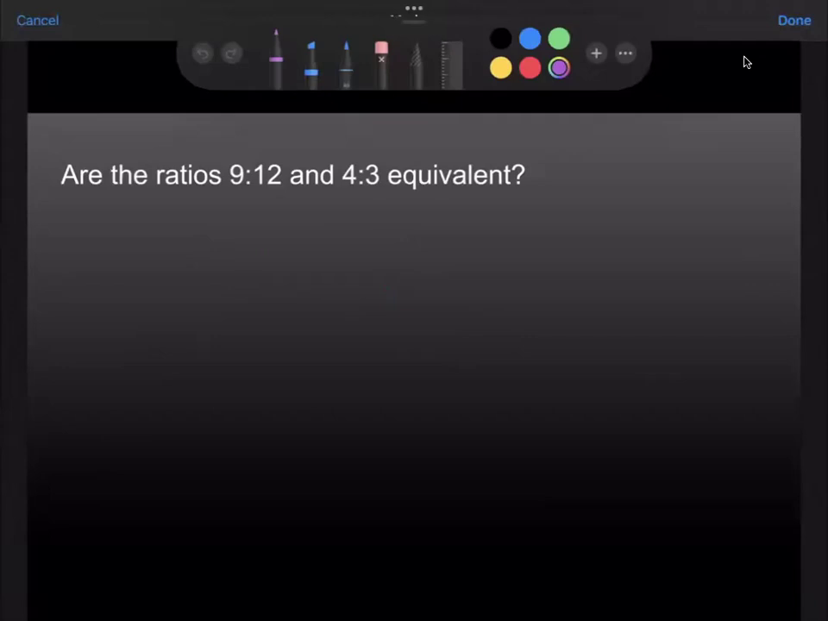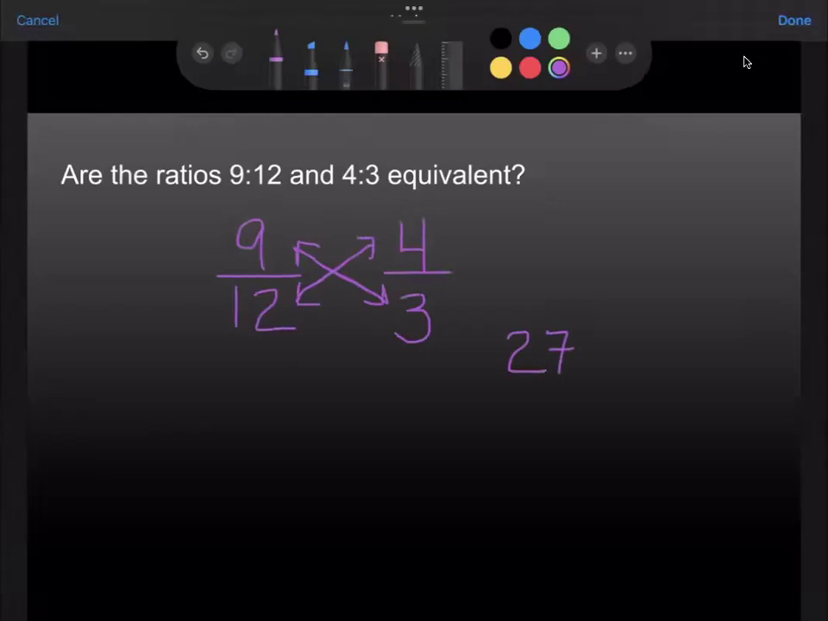So first step is to rewrite these in their fraction form. I'm going to rewrite 9 to 12 as 9 over 12, looking like a fraction, and 4 to 3 as 4 over 3, also looking like a fraction. It's not very easy to go from 9 to 4 using division, so I'm going to test it out with cross products. I'm going to multiply across here, 9 times 3, which equals 27. And then I'm going to multiply these two numbers, 4 times 12, which equals 48. Since I ended up with different numbers when I did the cross multiplication, that means that these two ratios are not equivalent.